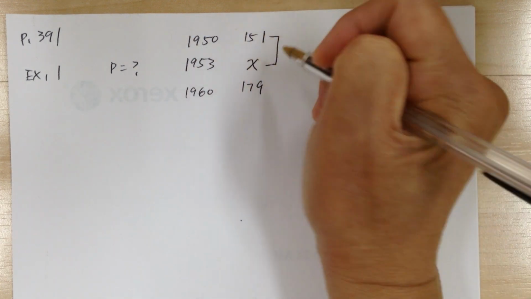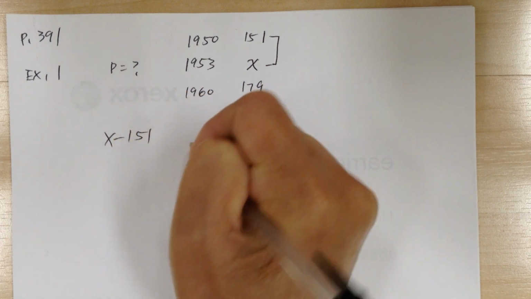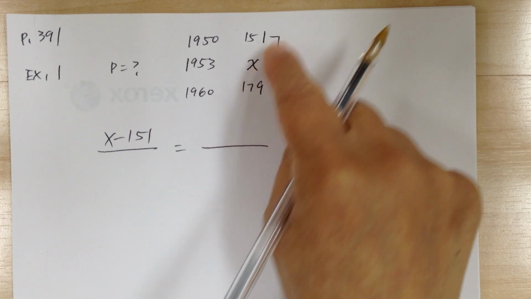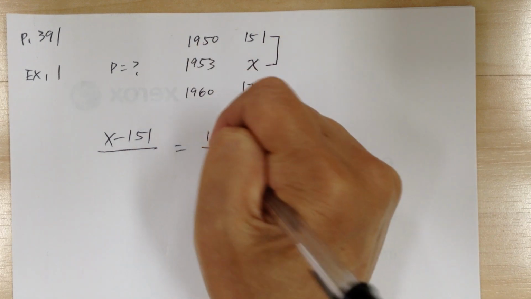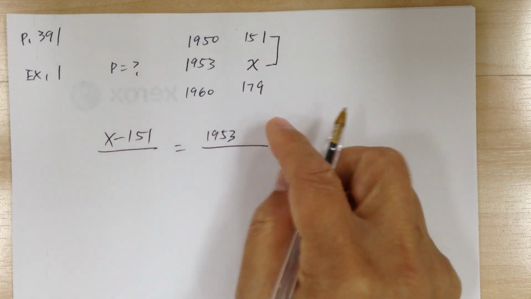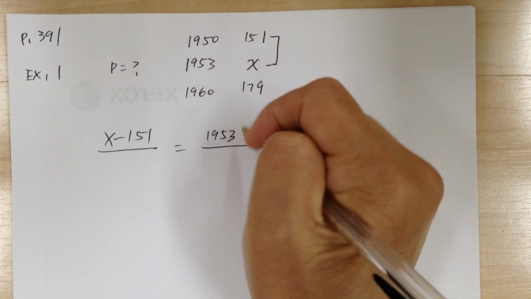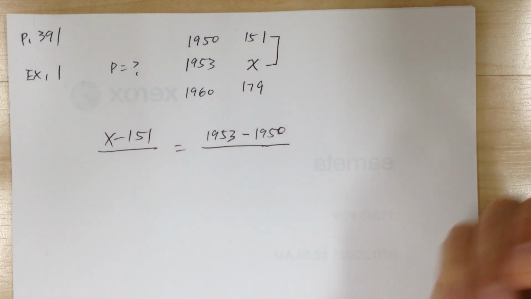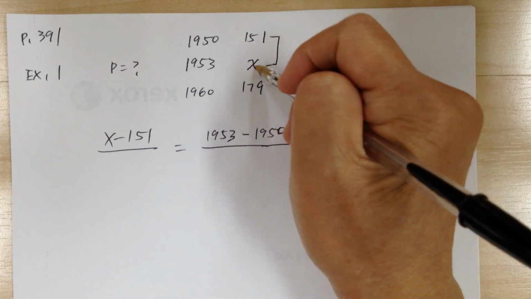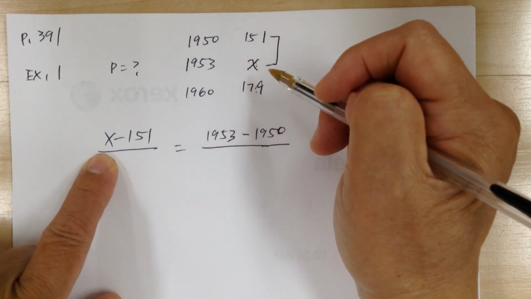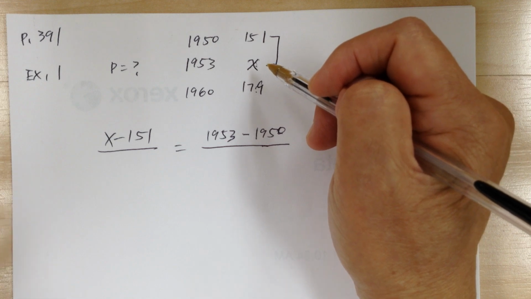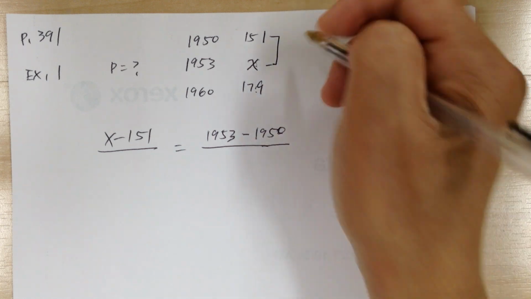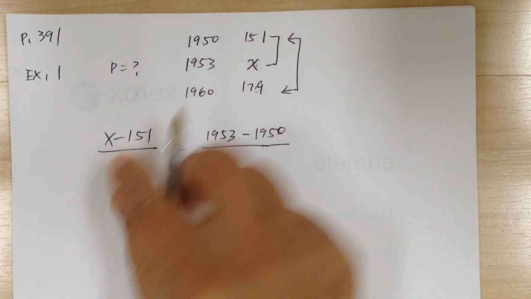So I'm going to use this pair, so I'm going to get x minus 151. The 151 and x match with 1953, so it'd be 1953 minus 1950, because 151 matches with 1950. So that's one pair. Now you have to use the next pair. You don't want to use this pair because you're going to get one more variable. You can, but it makes things very complicated. So you want to keep things simple and use this pair, so that you don't have another variable.